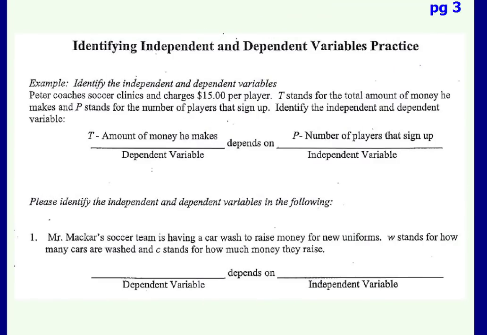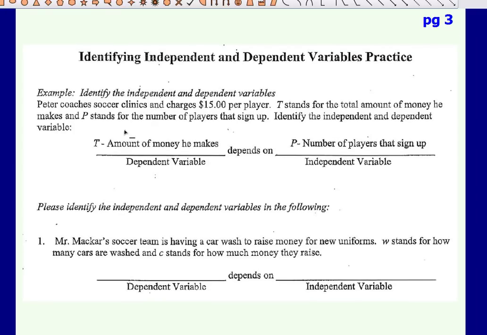Turn to page 3 in your packet, and let's go ahead and practice identifying independent and dependent variables. The first one is actually an example that has been done for us, so let's quickly go through it. Peter coaches soccer clinics that charge $15 per player. T stands for the total amount of money he makes, and P stands for the number of players that sign up. We need to identify the independent and the dependent variables. First thing, identify the variables you're given. T stands for the amount of money he makes. And our second variable is P, which stands for the number of players that sign up.